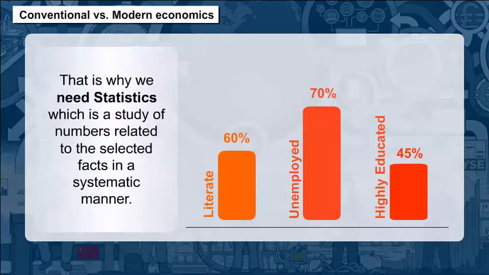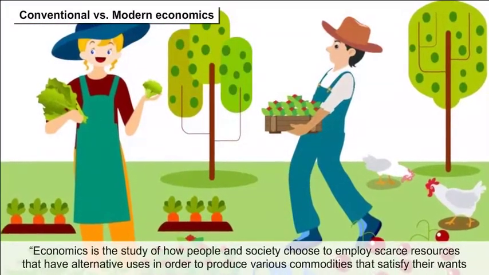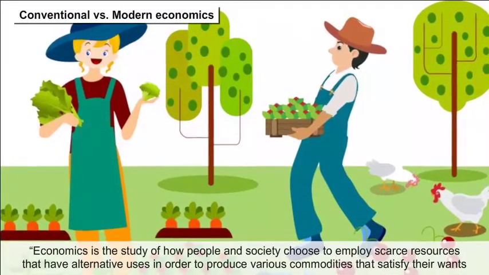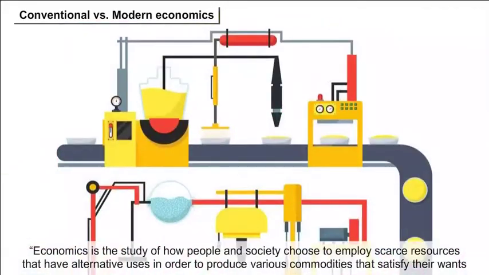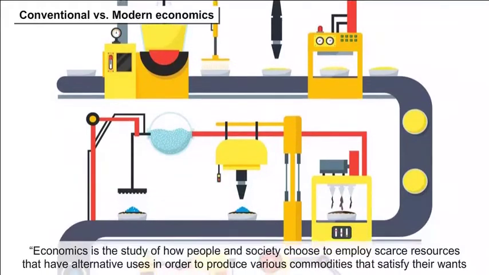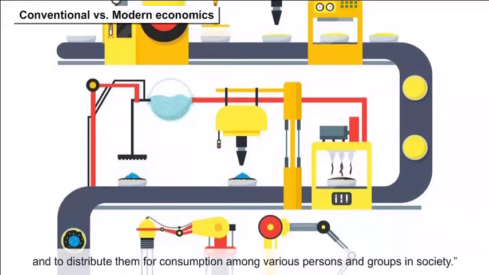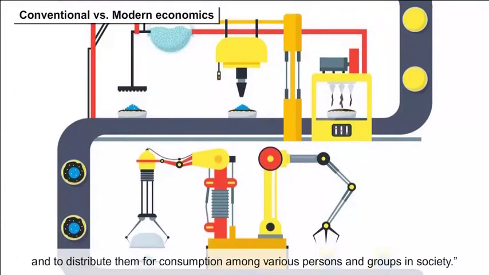That is why we need statistics, which is a study of numbers related to the selected facts in a systematic manner. So, we can say that economics is the study of how people in society choose to employ scarce resources that have alternative uses in order to produce various commodities that satisfy their wants and to distribute them for consumption among various persons and groups in society.